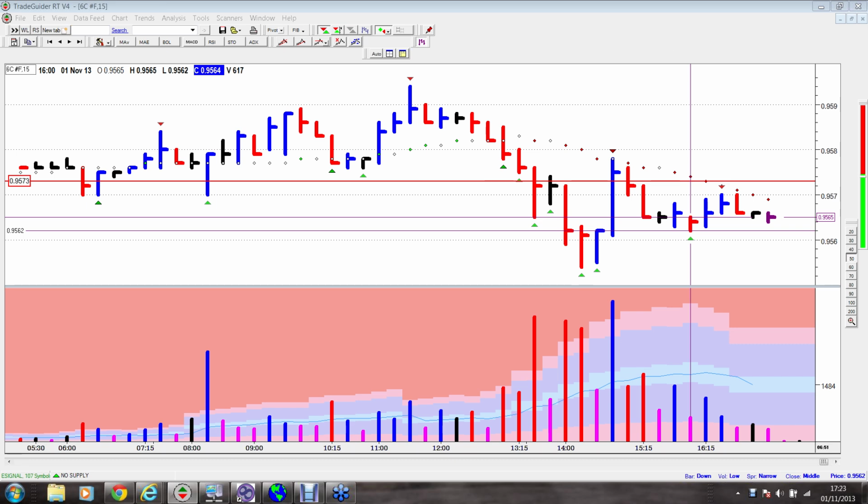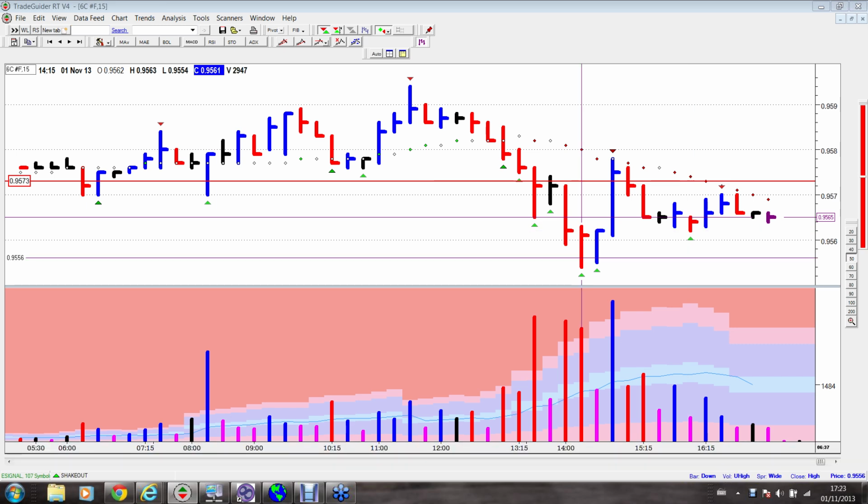So yeah, we can see here that when you've got weakness appearing like this, it's not doing much yet. But if it gets to below 9562, then I'm looking for a very quick move down into this area here, which is where the market previously held up.